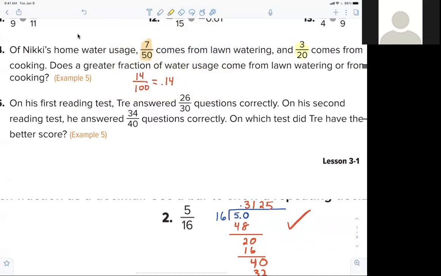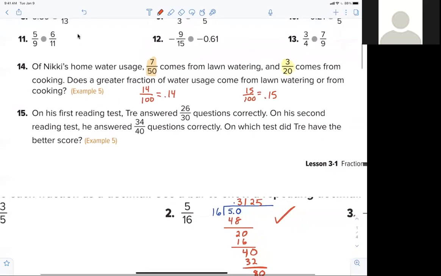Now, Mikey, 3 out of 20 is the other fraction we are dealing with. So if I'm looking at 3 out of 20, what do I need to do? Make it 15 out of 100. And 15 out of 100 is what decimal? 0.15. That's very smart. Very good.